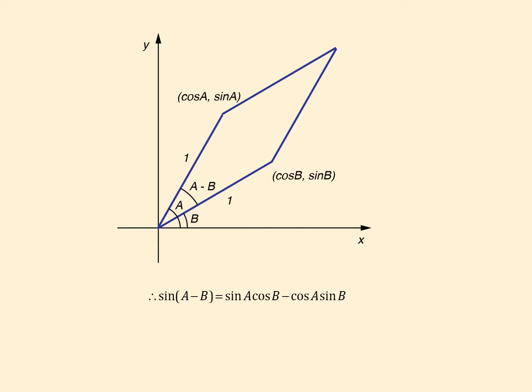Sine of A minus B. And here the parallelogram has an angle of A minus B inside it. Applying the formula, we immediately arrive at sine of A minus B is equal to sine A cos B minus cos A sine B.